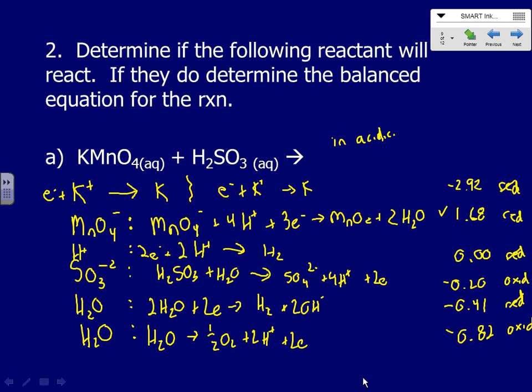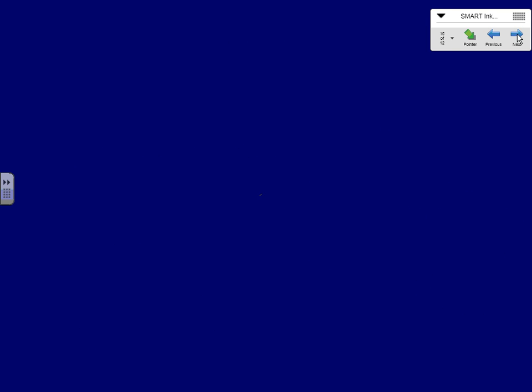How many oxidation ones have we got to choose from? Only 2. Which one is going to be the most positive? The H2SO3. It's going to happen before this one happens. So this one, not going to happen. That's going to happen. There's our 2 half reactions. Now we're going to just rewrite them and put them together. Those are the 2 that we're going to choose. And now I'd like to advance my slide.